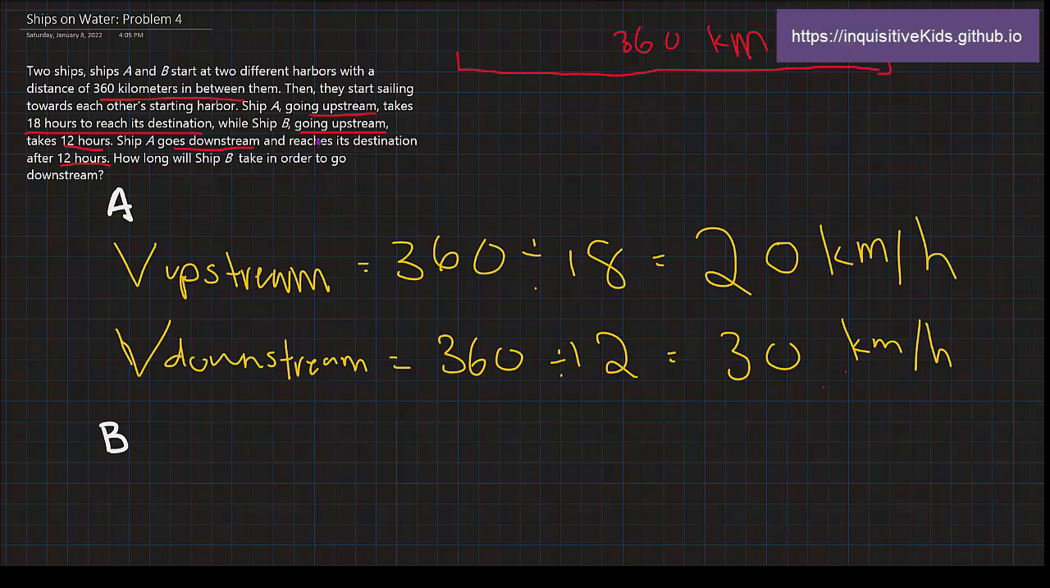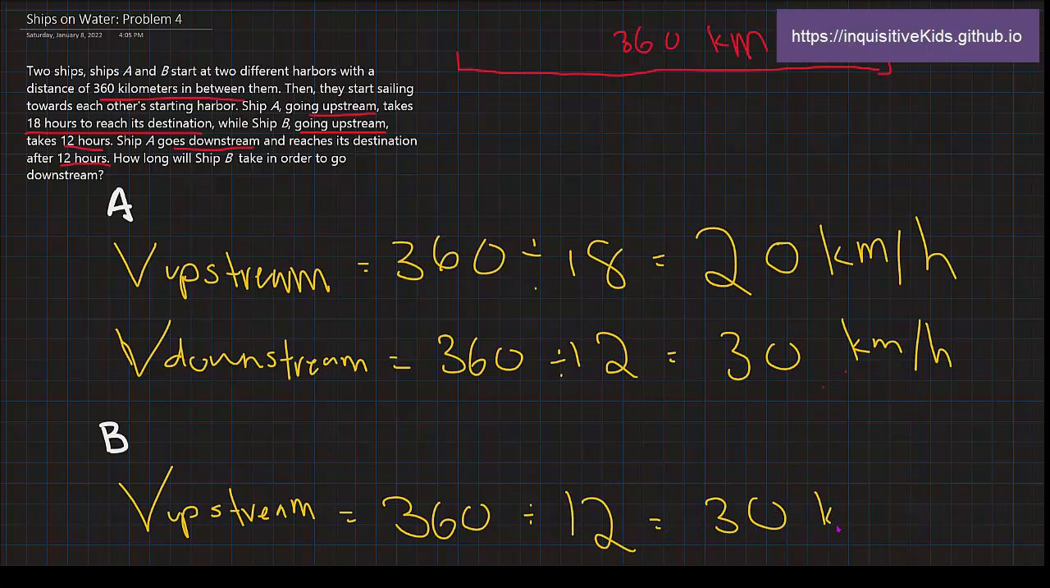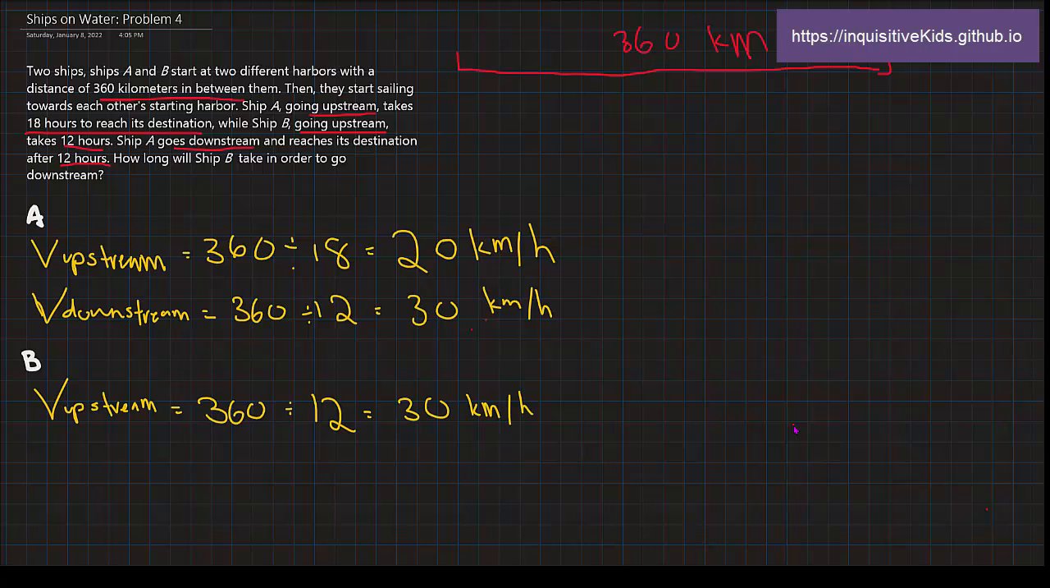So what do we know? All we know is that it's upstream. So V for B upstream, what does that equal? Well, we first divide 360 kilometers by something, of course. And what do we divide by? It says 12 hours, so divide by 12, which will get us 30 kilometers per hour for B's upstream velocity. Now that we know the upstream and downstream speeds of ship A, what two other elements do we know? That's right, we know the water speed and the speed of ship A in still water.